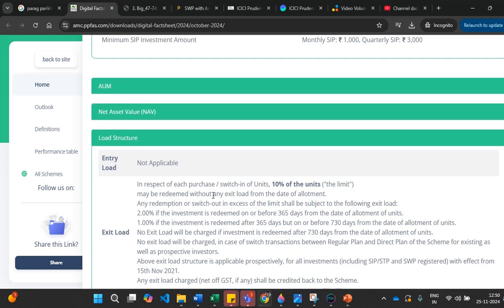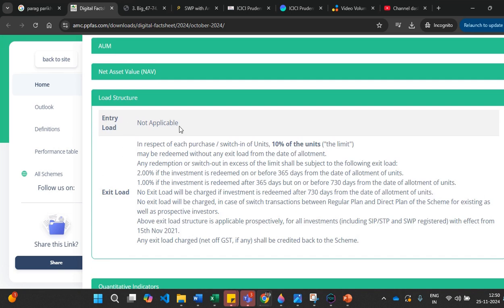And what is the load structure? As I mentioned, for entry, it is not applicable, nothing will be there. But for the exit load, if you take any redemption within 365 days, they're going to charge 2% of the investment. If you take it after 365 days but within 730, then 1%. If you take it after 730 days, there will be no exit load. So this is what the exit load is. That's why I always say that if your mutual fund is performing well, always keep it for more years so that you won't have an exit load as well.